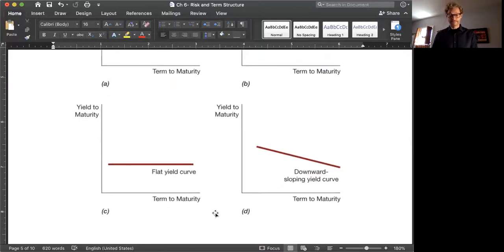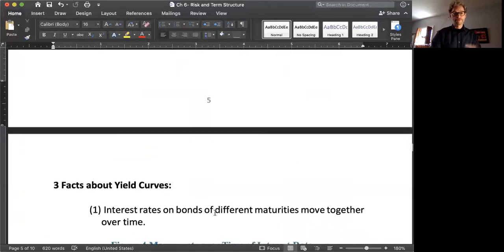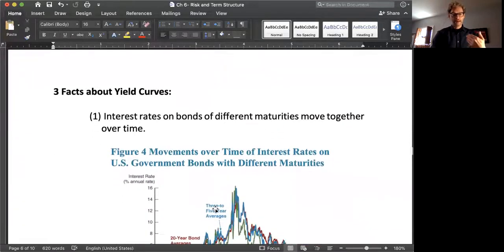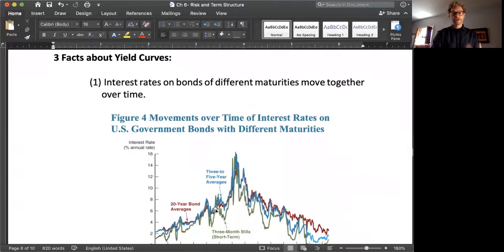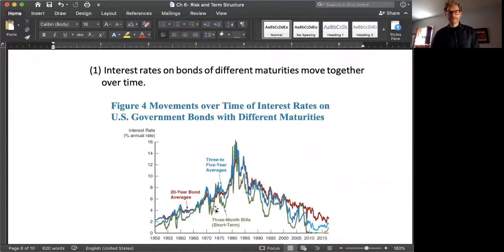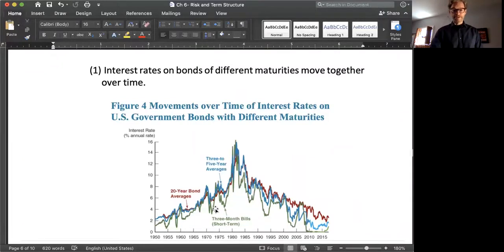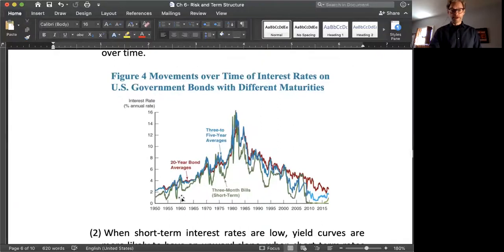Why is that? Well, first off, let me back up and say, here's a couple of facts about yield curves. First off, we know that interest rates on bonds of different maturities tend to move together. We saw a graph just like this a little bit ago, just for a shorter time period, but if we look here between 1950 and 2015, you can see so clearly that when one type of interest rate goes up, all interest rates go up. And when one type of interest rate goes down, all interest rates go down.